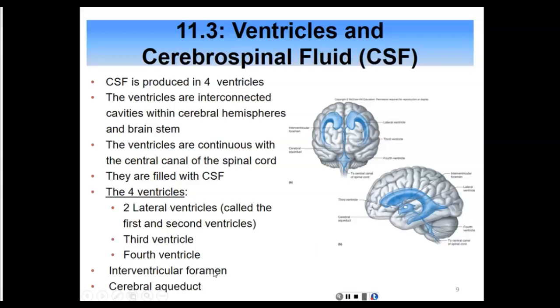Typically, we don't test you on these connections, the interventricular foramen and the cerebral aqueduct. We just need you to know the lateral ventricles, the third ventricle, and the fourth ventricle, where they are.